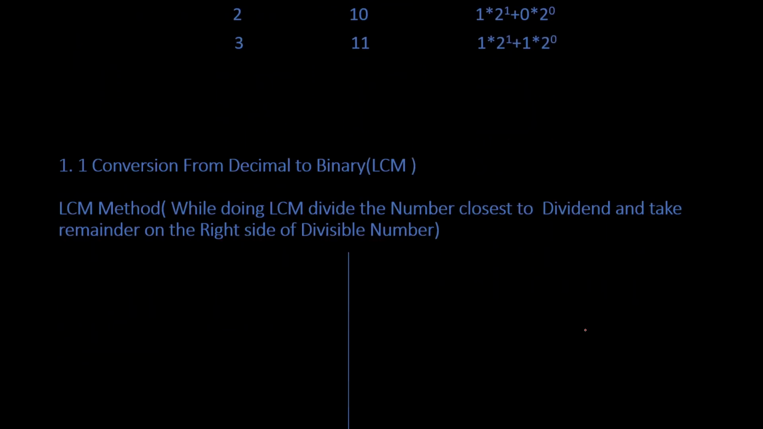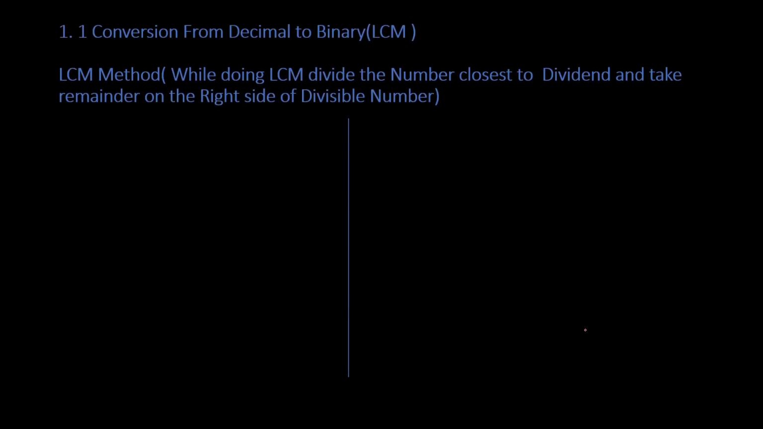Next method will be conversion from decimal to binary, which is the second method, the LCM method. This method is the same for every conversion from decimal to octal and decimal to hexadecimal. The first example we'll be discussing is 3 to the base 10, and we have to convert it to binary, which will be here.